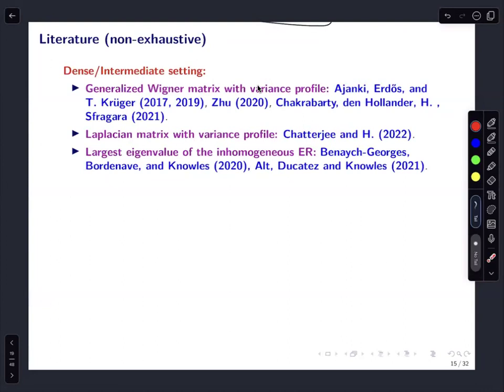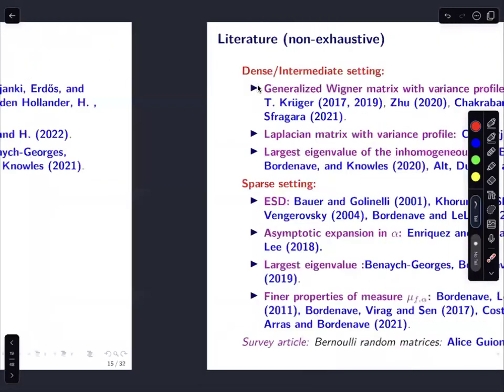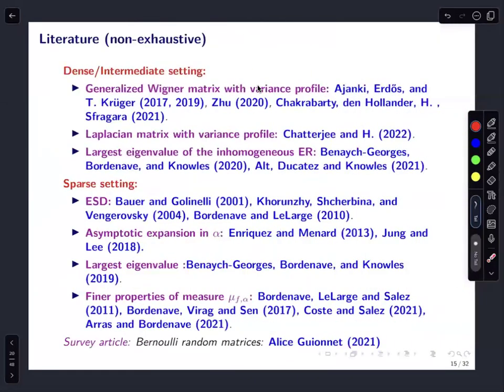The largest eigenvalue is very interesting, which I'll not talk about, but those who are interested can have a look into these papers by Florence Denia Georges, Charles Bordenave, and Antti Knowles in 2020. And there is a recent work by Johannes Dokates and Antti Knowles in 2021, which is also very interesting in the sparse setting.